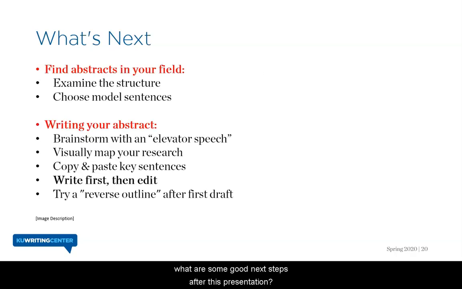So, what are some good next steps for this presentation? The first is to find abstracts in your field and read them as exemplars for your own work. They will show you specifically how stuff works in your discipline. Then begin brainstorming your abstract by thinking about how you'd pitch your work to someone who asks you about it in a professional setting. If you had to talk about it at a gathering, what would you say? Then copy and paste key sentences from this brainstorming into a document and build a draft around it. Make sure you revise after a full draft is completed. You can try a reverse outline, where you read the abstract and identify the main points in order of your writing. Do they match up with what you wanted to put forward?